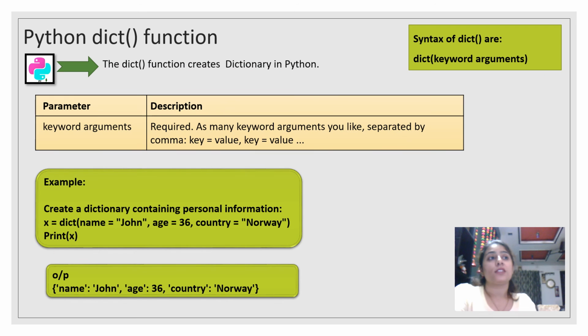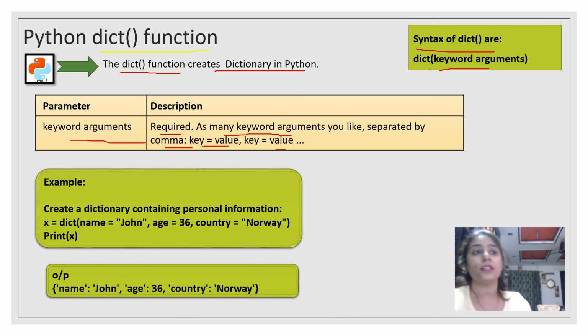Now the next is the dict function. The dict function creates a dictionary in Python. Its syntax is dict(keyword arguments). The keyword arguments are required: as many keyword arguments as you like, separated by commas, key equals value. Let's see the example here, what it is actually saying.